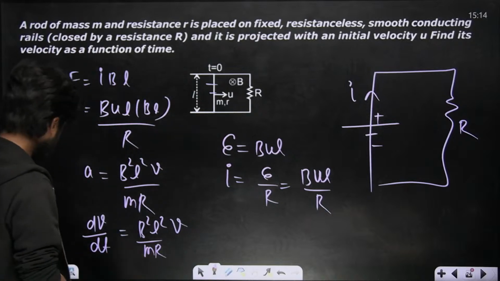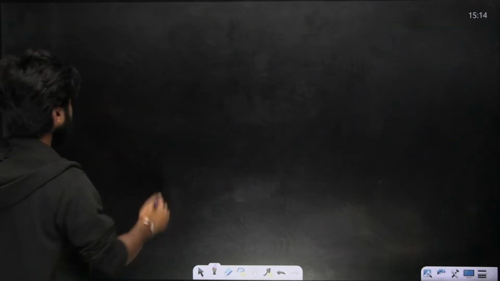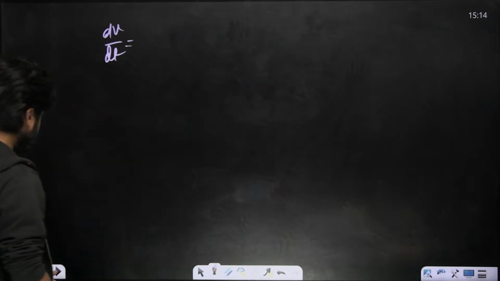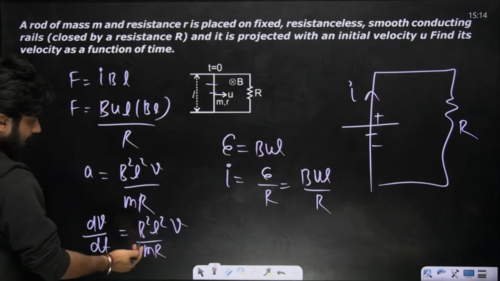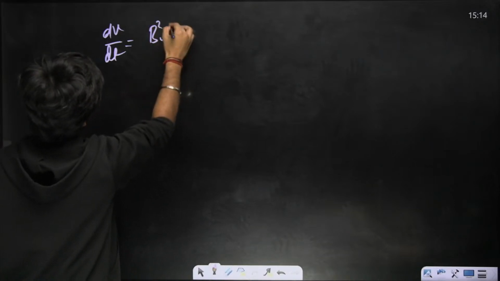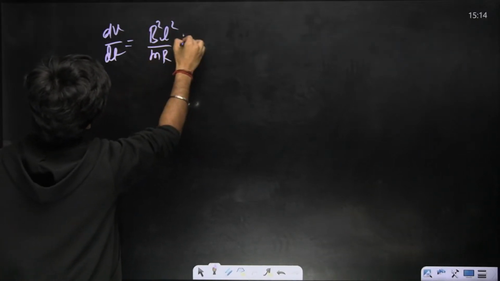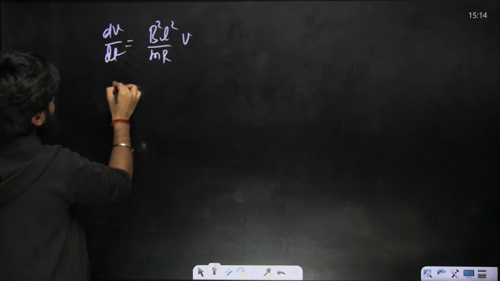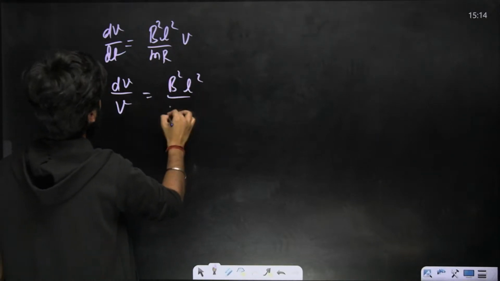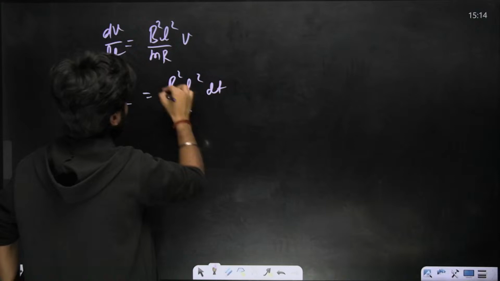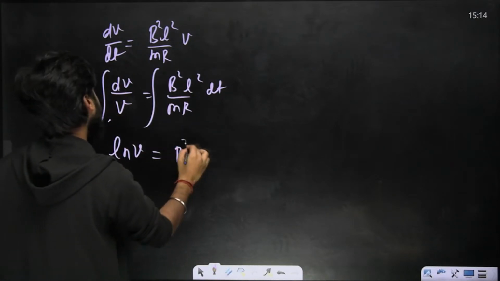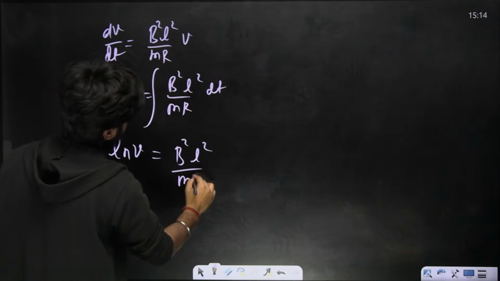Now this is a function, and now we will calculate it. So dV by dt is equal to B square L square by mR into V. Right? Now calculate it. dV by V is equal to B square L square by mR into dt. Just integrate this. So it will be ln V is equal to B square L square by mR into t.